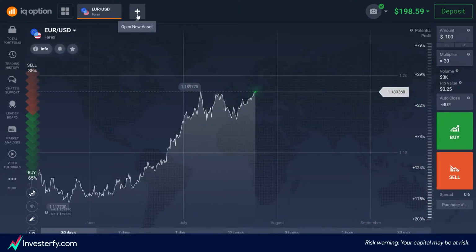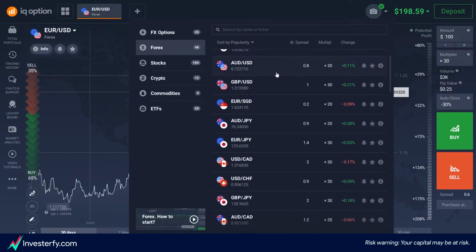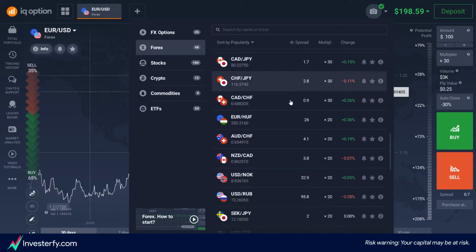To trade Forex on IQ Option, go ahead and open up the platform and then head up to the plus sign here in the top of the trading window. Press open new asset and then go to Forex right here. Under Forex you can see all the different currency pairs that you can trade on IQ Option. You might be able to trade other currency pairs than me if you are located in other countries.